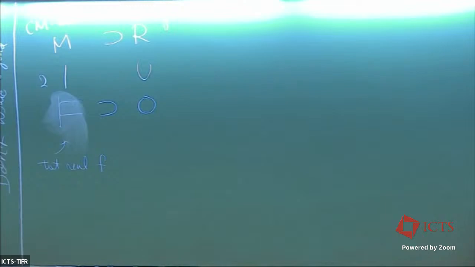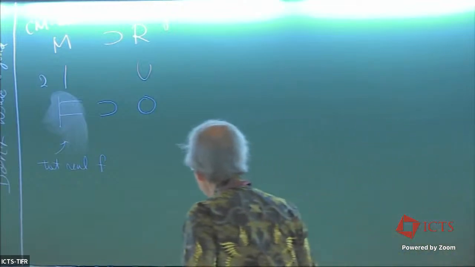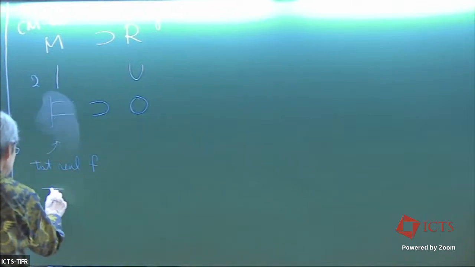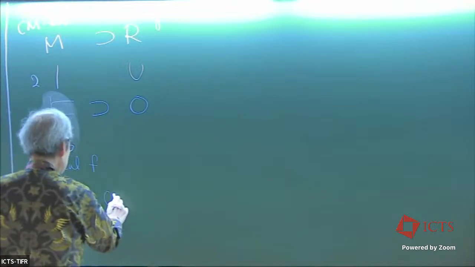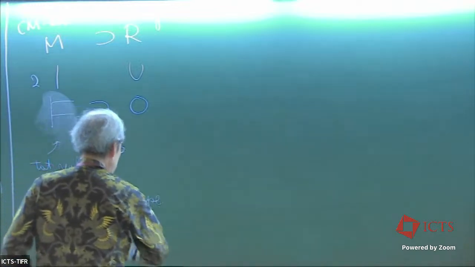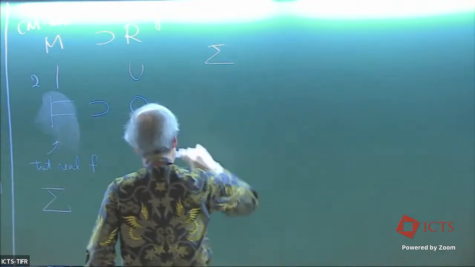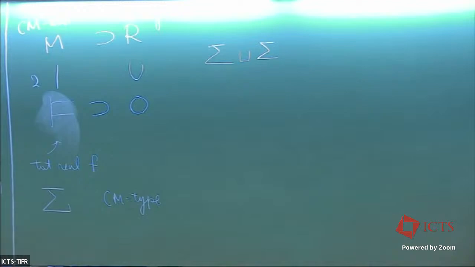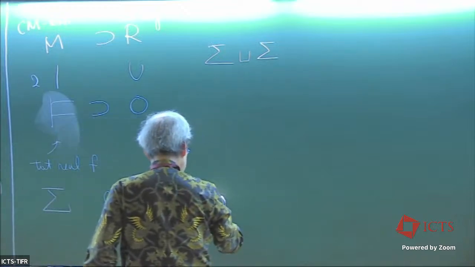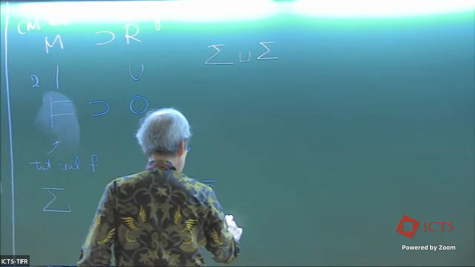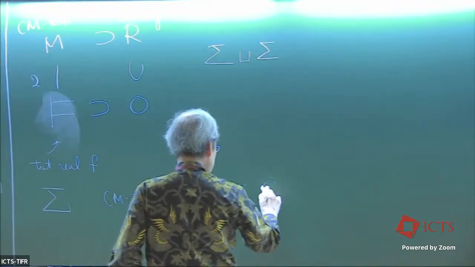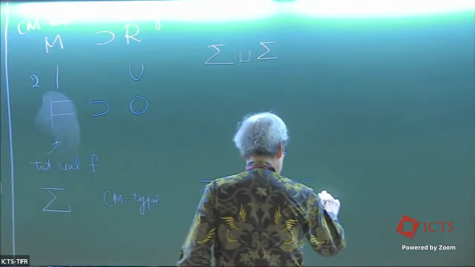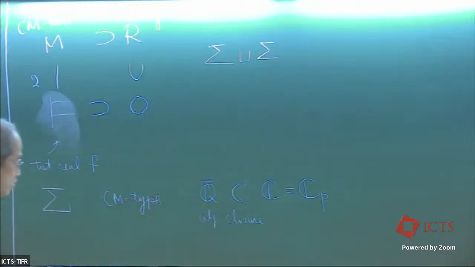All right, to have a CM abelian variety, I need to fix a CM type. So the CM type, I write sigma. Sigma is a set of embeddings of M into the algebraic closure of Q. So I have the algebraic closure of Q, which contains complex numbers, and I identify it with the p-adic completion of the algebraic closure of Q_p. That I write C_p, and I identify the two.